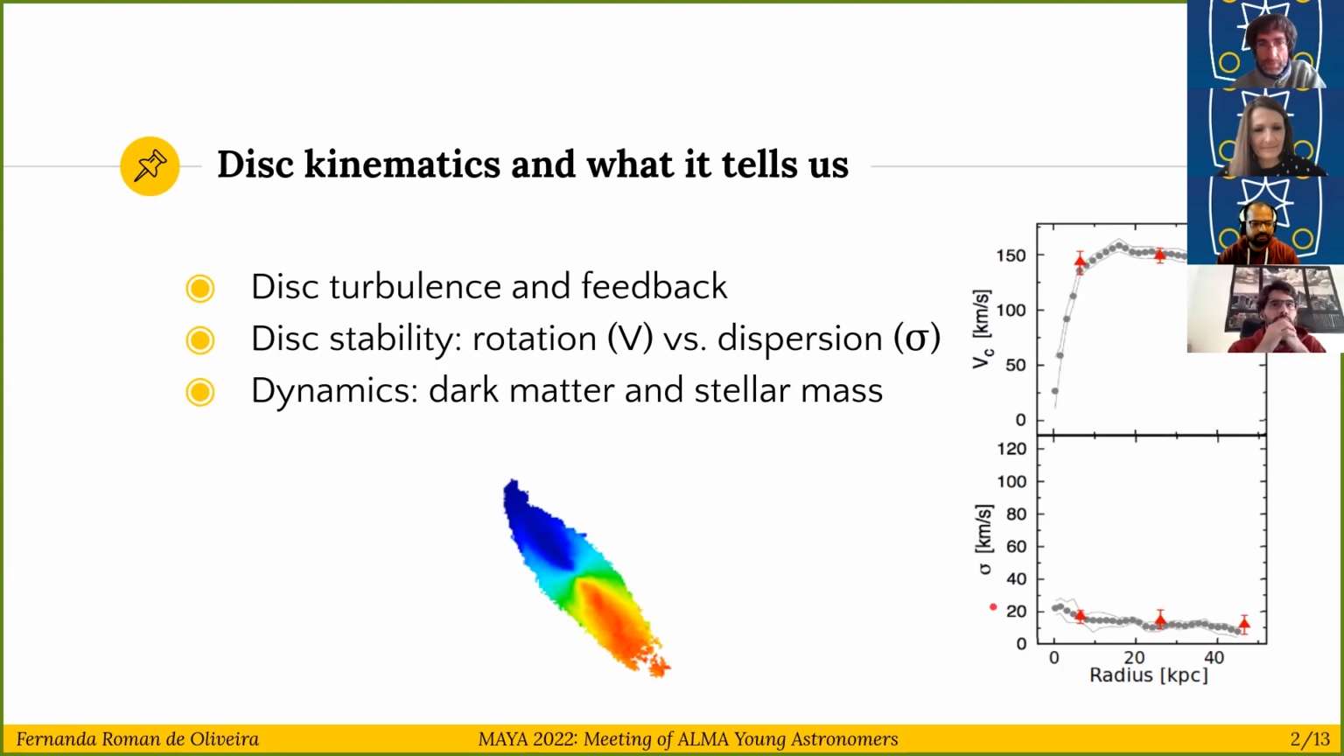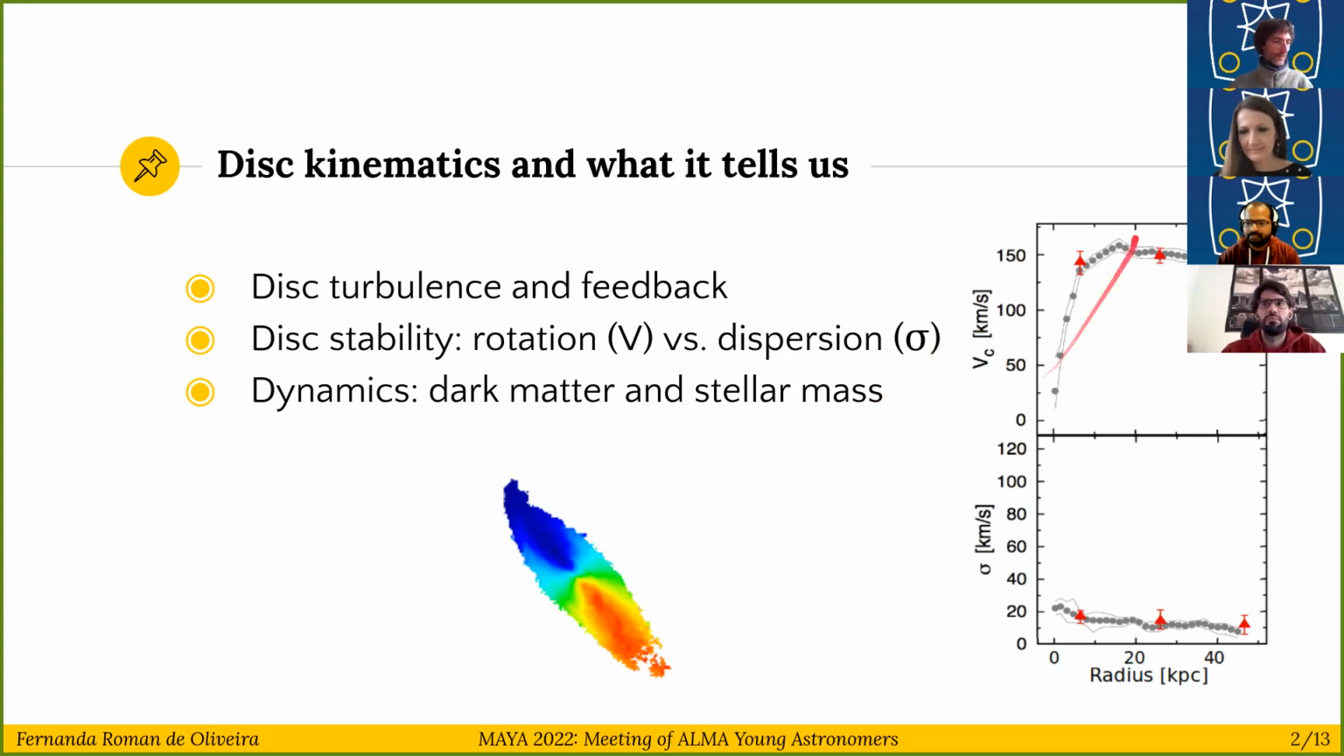Another important thing that we can do with this is the ratio of the rotation, V, and the dispersion, sigma. This can tell us how stable the disk is. If we have a rotation that's much higher than the dispersion, it's a rotation supported disk. And if the dispersion is similar to or higher than the rotation, then we have a pressure supported system. So it's not a rotating disk anymore.